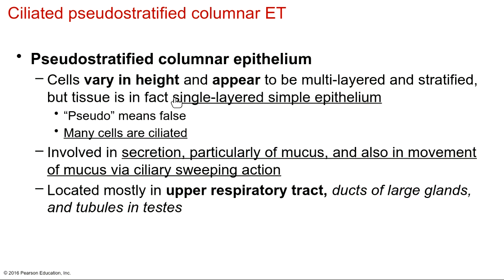Pseudostratified, very interesting tissue. And again, this is all repetitive. Remember, this is a single layered tissue. Because it's actually a simple tissue, it's going to be involved in secretion, especially mucus, because we also have goblet cells here. Most of these are going to be ciliated, and they're heavily associated with the upper respiratory tract. So when I say upper respiratory, I'm meaning from the nasal cavity all the way down to the bottom of the trachea. This tissue does not make up the entire respiratory tract, only the upper.